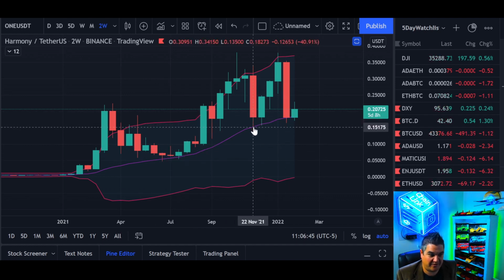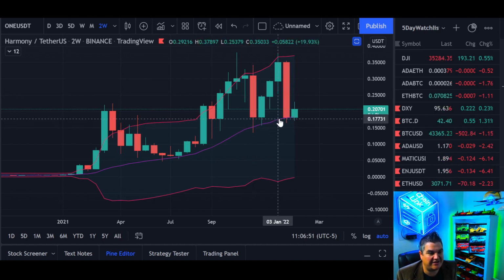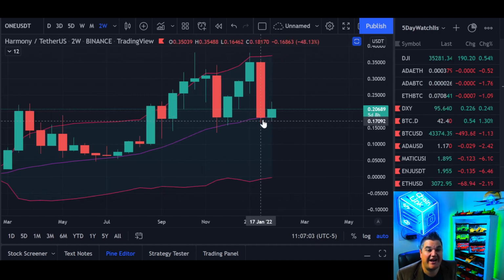Okay, we held it again in November, the drop, December drop, right? Perfect support, perfect respect to that median 2-week Bollinger Band. And we closed again right there, the last candle. Look at the 48% 2-week candle. Rough. That is a correction and a half.